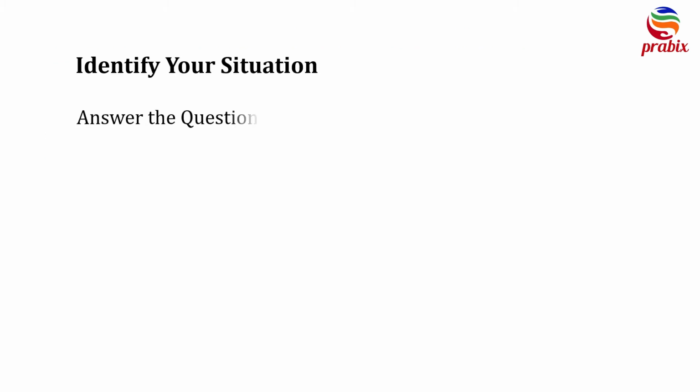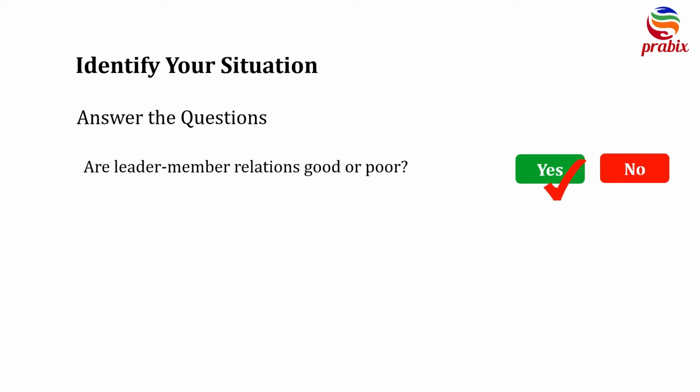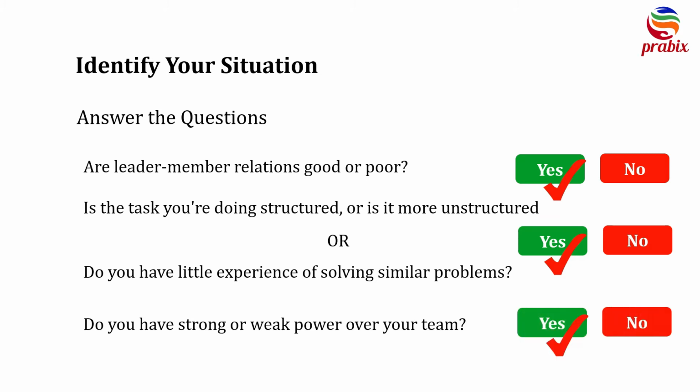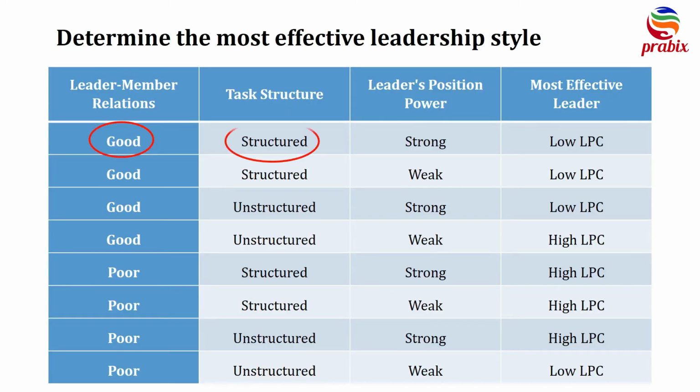Suppose, in a particular situation you have identified that the relationship with the subordinate is good, the task you are doing is structured, and you have strong positional power. In this situation, a low LPC leader will be the most effective leader. Now we will focus on another case.